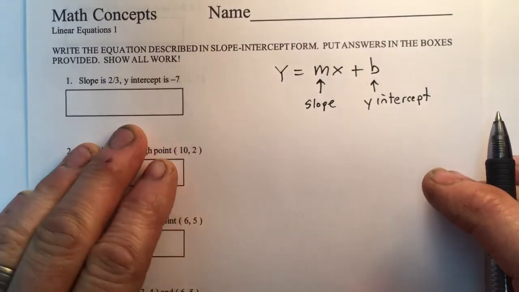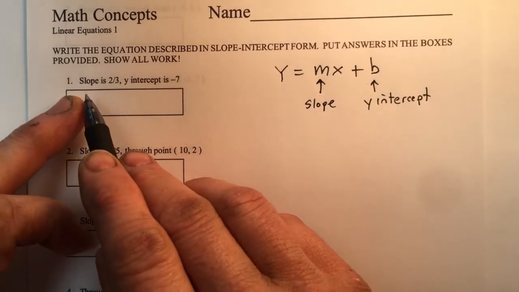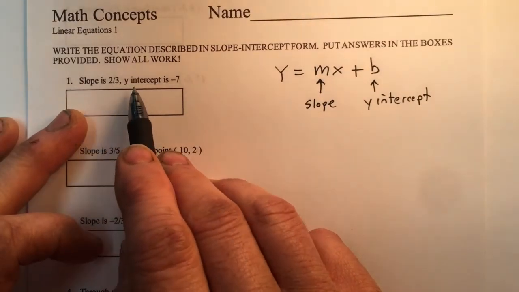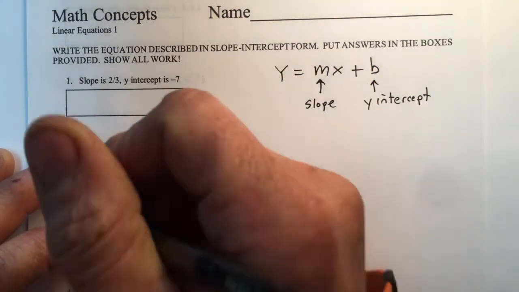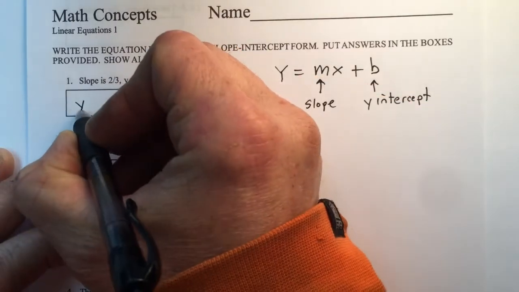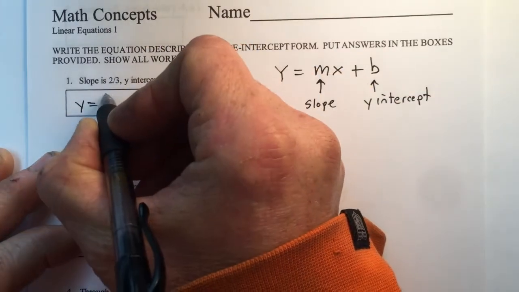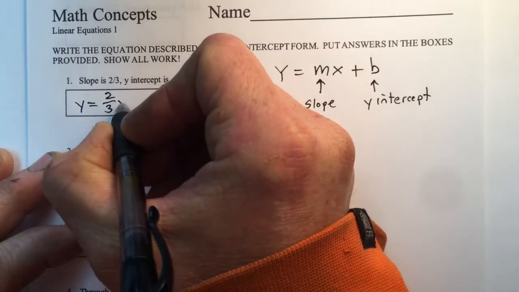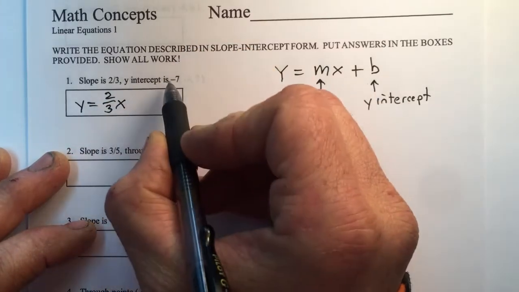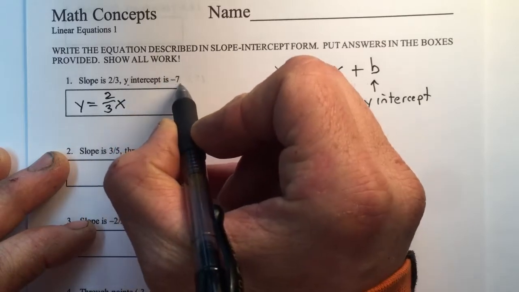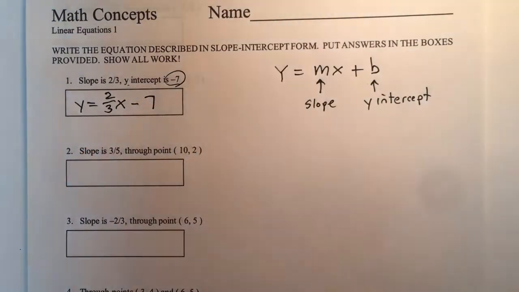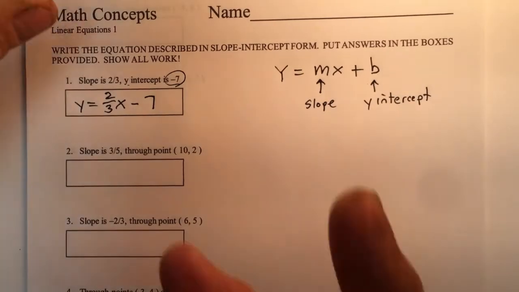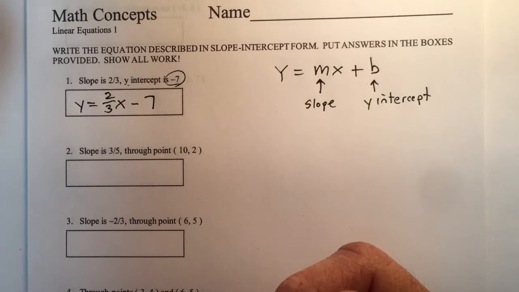All right, if you look at this first paper here, look at number one. The slope is 2/3, the y-intercept is -7. You've got your two things, your slope and your y-intercept. So it's going to be y equals your slope number, 2/3 x, plus your b number, your y-intercept, which is -7. So since it's a -7, we'll just put -7. And there you go. That's your linear equation. You have to have the slope and you have to have the y-intercept.